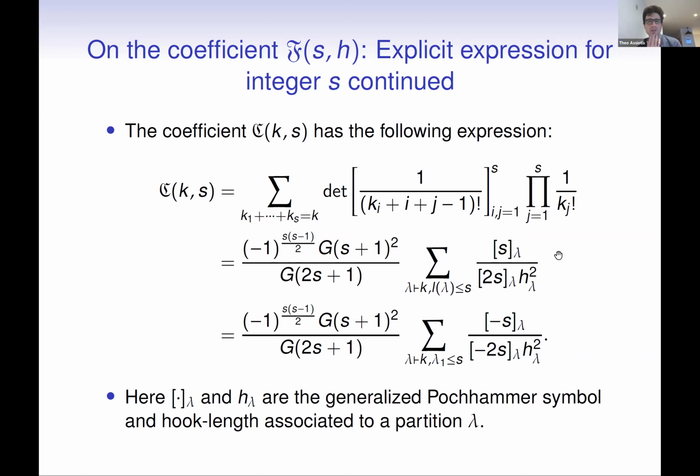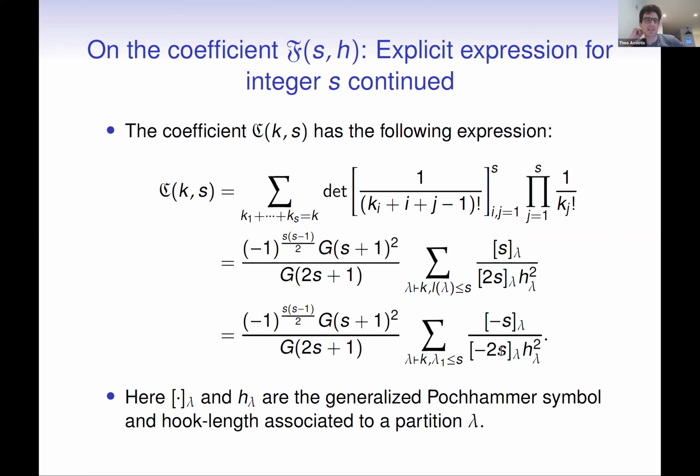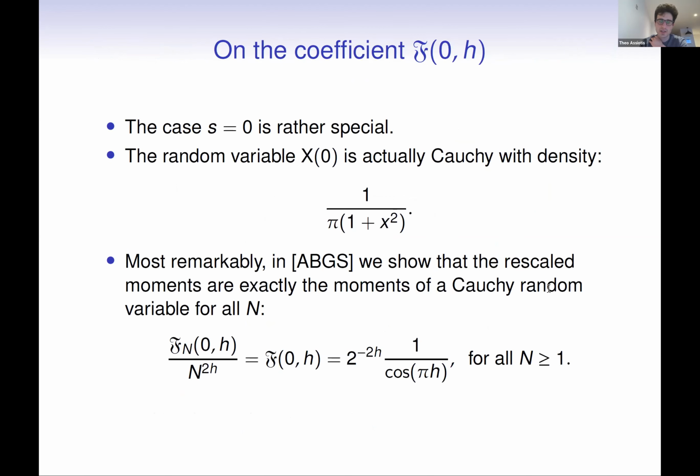Okay, so the case s equals 0 is extremely special, as I will explain in a moment. But cases s equals 1 and s equals 2 are also very special, because you can actually compute this sum and you're only left with some single sum. Then s equals 1 you can write in terms of the 1F1 hypergeometric function, and s equals 2 in terms of the 2F2 hypergeometric function. So let's just see s equals 0.